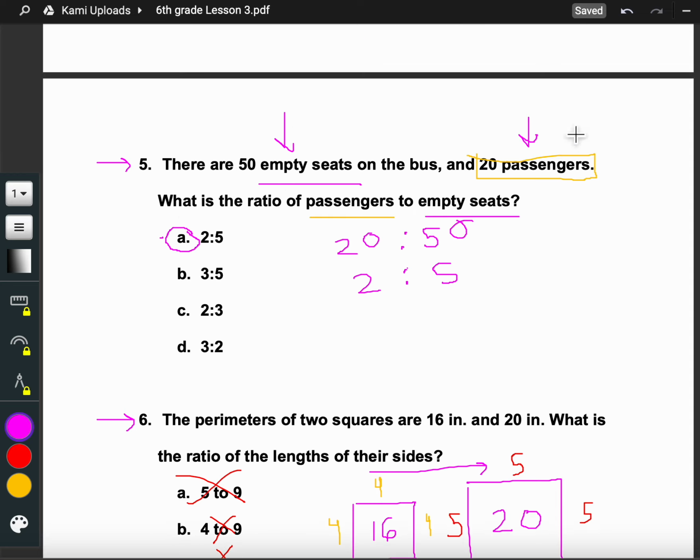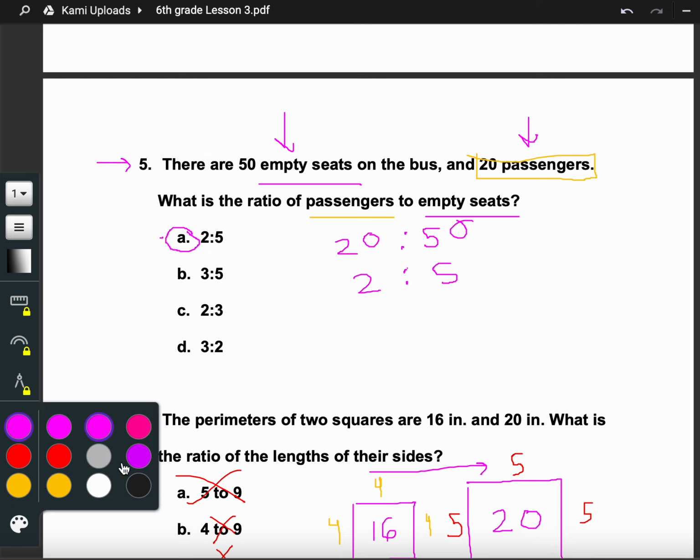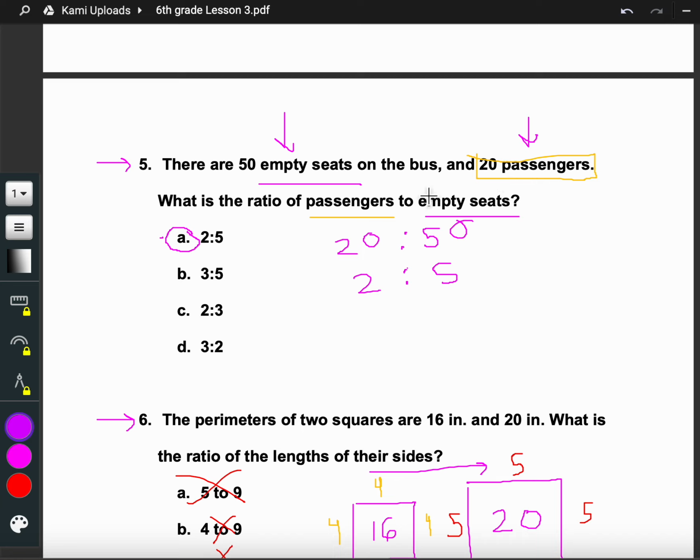Now, I emphasize this a lot, but let me show you for number 5 what would happen if you basically switch these things up. So let's say, even though it says what is the ratio of passengers to empty seats, if you thought it was empty seats to passengers, this is what would happen. So first of all, you would write it as 50 to 20, correct? Because you misunderstood the question. You're writing it wrong. This is the wrong way. Don't do this. Then if you simplify it, it would be 5 to 2, because you divide both of them by 10.